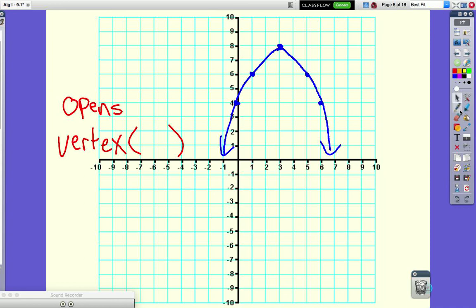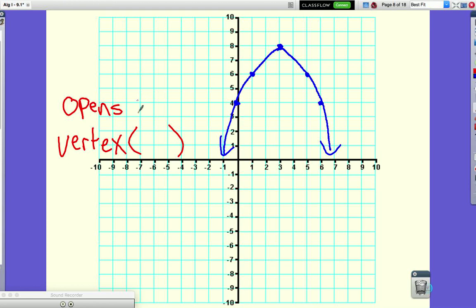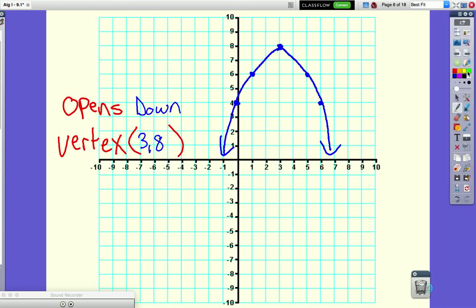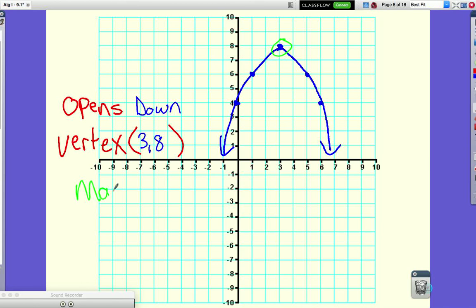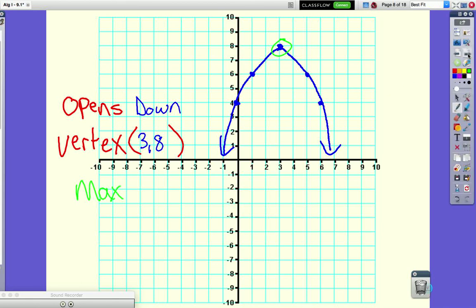So I just put a graph on here. This opens down, so we can find the vertex. This is the vertex, so we go over 3, up 8, so 3 comma 8. And since it opens down, this point right here will be called a maximum value. There's no numbers higher than that on the graph.